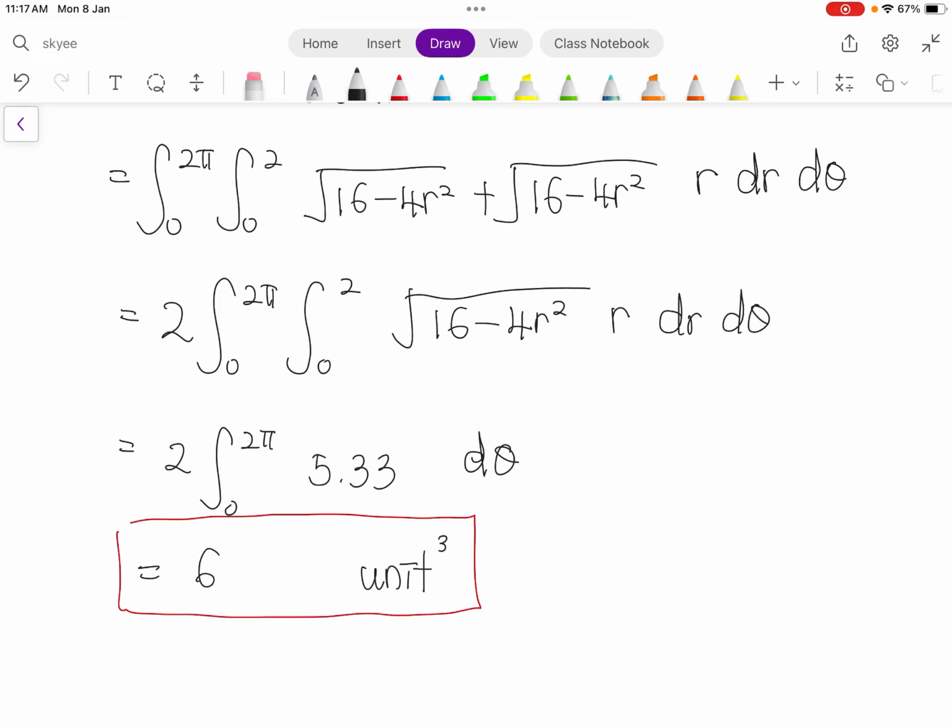2 pi. Yeah. 67.02. Okay, 67. So this is the volume of the ellipsoid. Okay, thank you.